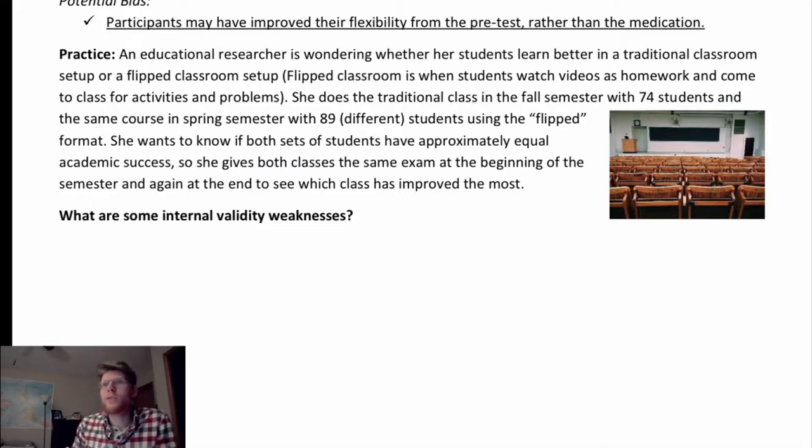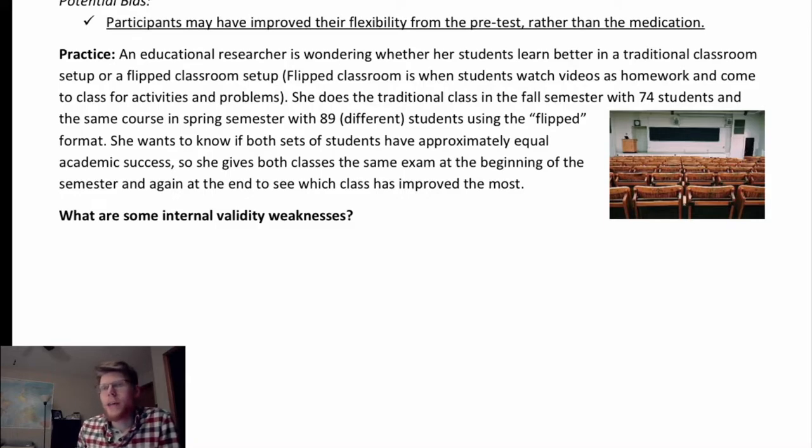So what she does is she has a traditional class set up in the fall semester with 74 students, and she does the same course again in the spring with 89 different students. She wants to know if both sets of students have approximately equal academic success, or if there might be a difference here. So she gives both classes the same exam at the beginning of the semester, and again at the end to see which class has improved the most.